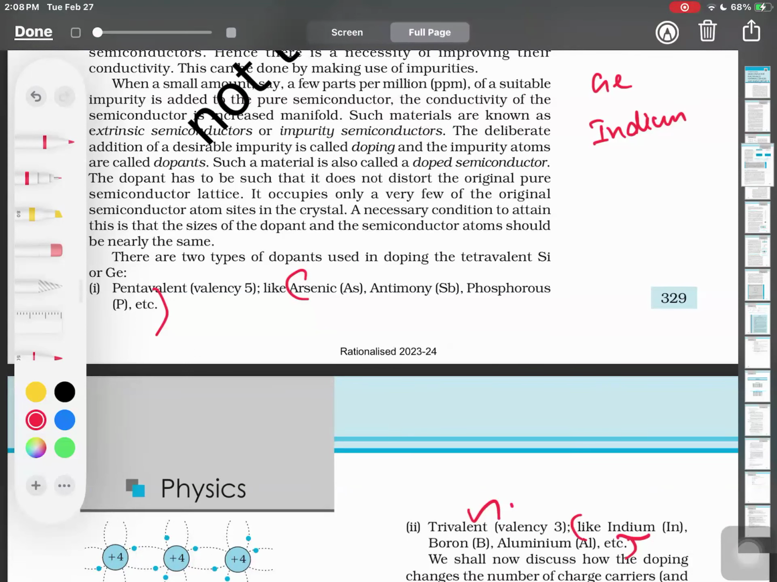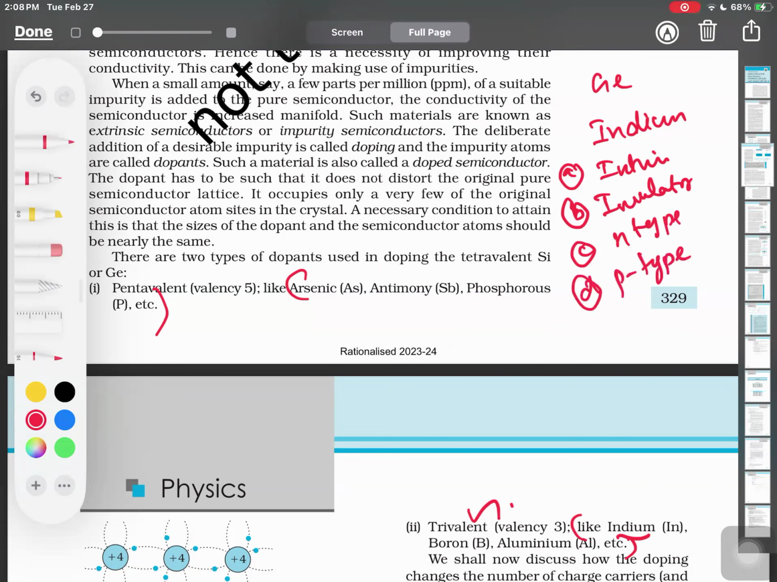Especially, the options will be: A intrinsic, B insulator, C N-type, then D P-type. Definitely trivalent atoms produce more number of holes, right? So what is that type? P-type. That we know, right? So a trivalent impurity added to germanium definitely produces a P-type semiconductor.